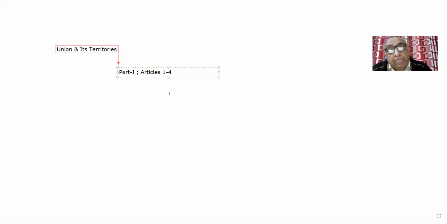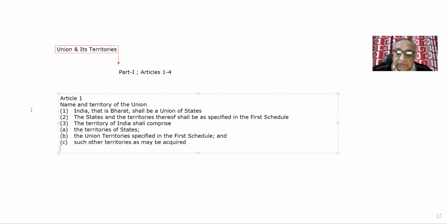Now, first of all, we should know what is there in Article 1, Article 2, Article 3, Article 4. So first we are starting with Article 1. As far as Article 1 is concerned, I am copying and pasting the actual article as mentioned in the Constitution, so that we may discuss it in a proper way. So this is the article.